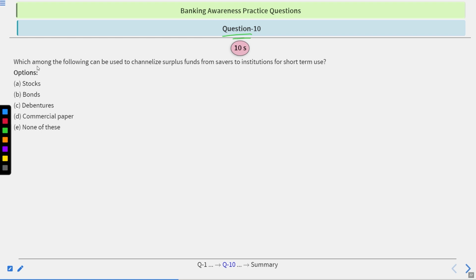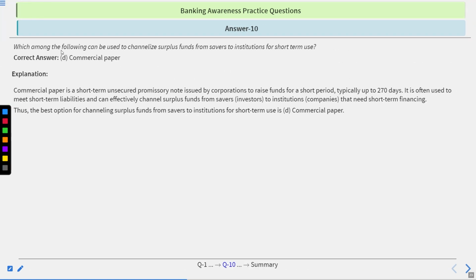Question number 10. Which among the following could be used to channelize surplus funds from savers to institutions for short-term use? Stocks, bonds, debentures, commercial papers, none of them. To answer this, you have 10 seconds, then I will give you the answer. Time starts now. Okay, time's up. Correct answer is commercial paper.